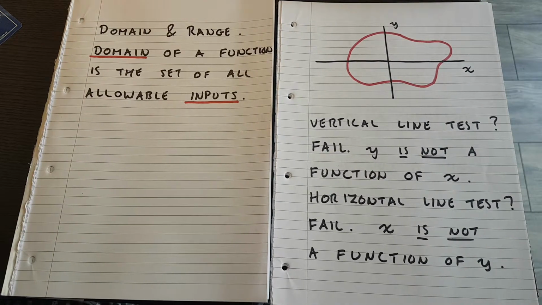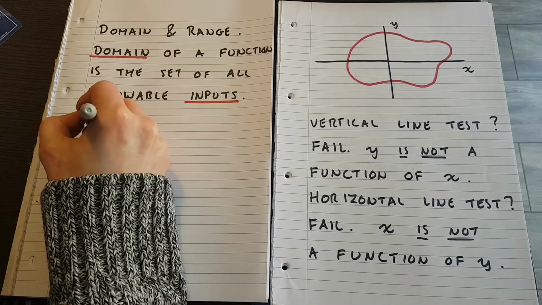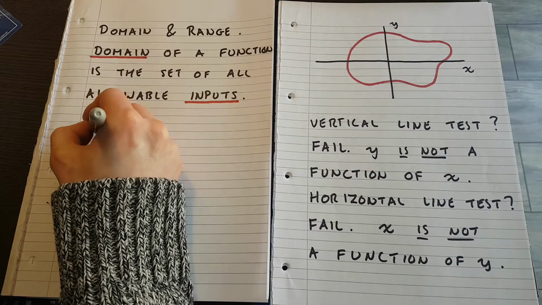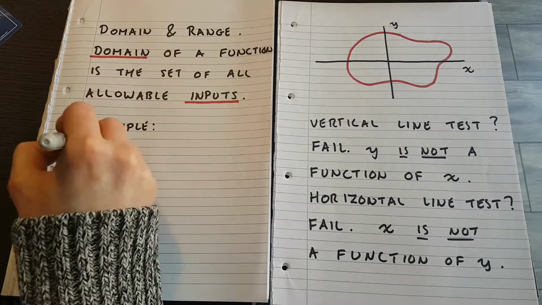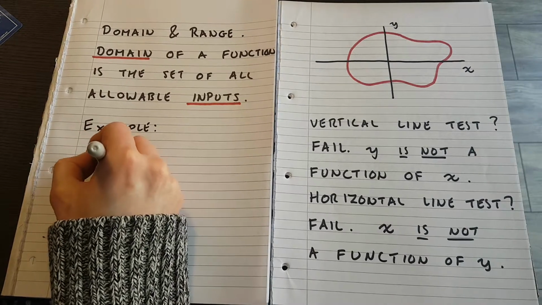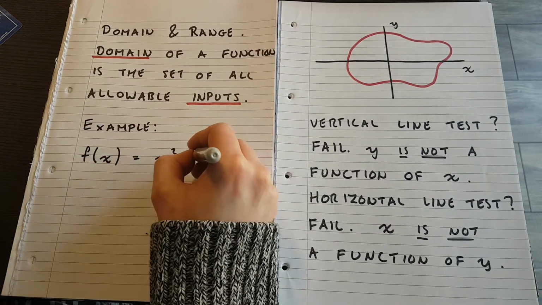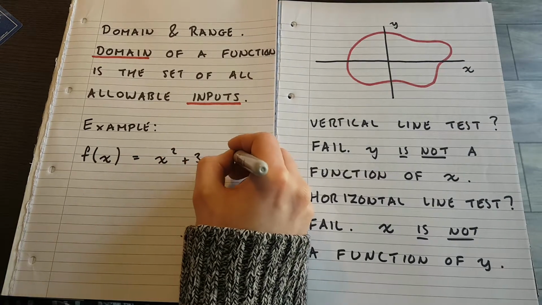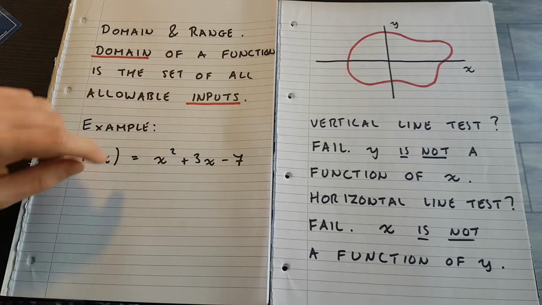Well, let's say, for example, I take a function. Let's say I take f of x here. Pretty simple. Let's take it x squared plus 3x minus 7. Is there a value of x which doesn't give me a meaningful answer? And the answer is no.